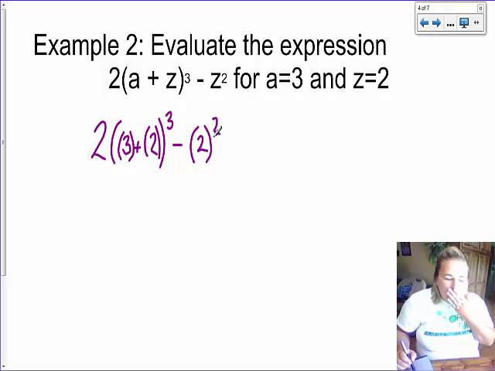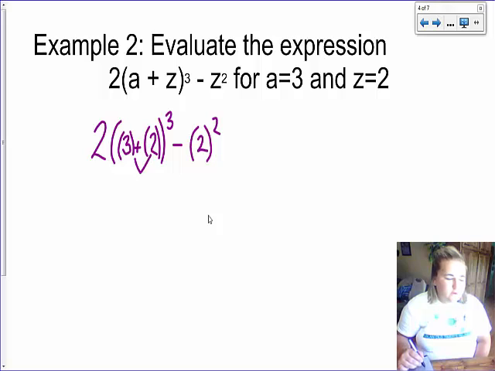Once again, I have to follow order of operations. Order of operations, parentheses comes first. This set of parentheses has nothing to simplify. This set of parentheses does. 3 plus 2 gives us 5. And we're going to bring everything straight down.